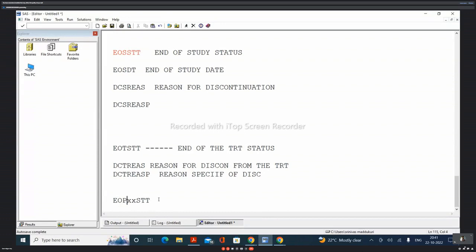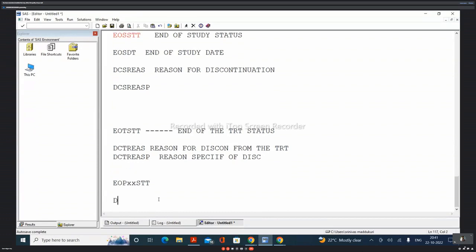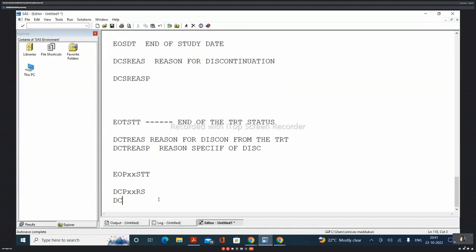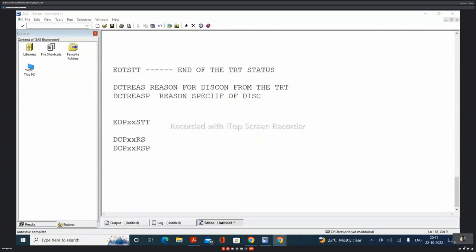And then what are we going to have now? We are going to have reason for the discontinuation from the period. We are going to have specific reason for discontinuation from the period. And then we are going to have TCP-XX-RSP, reason specific for the discontinuation of the period. Okay. Now after that, we are going to have RFICDT.